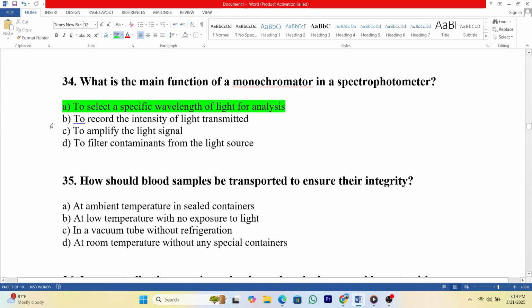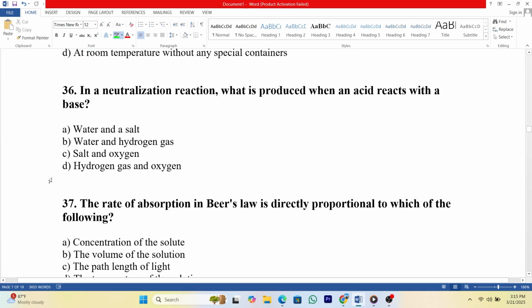35. How should blood samples be transported to ensure their integrity? A. At ambient temperature in sealed containers. B. At low temperature with no exposure to light. C. In a vacuum tube without refrigeration. D. At room temperature without any special containers. Answer, B. At low temperature with no exposure to light.